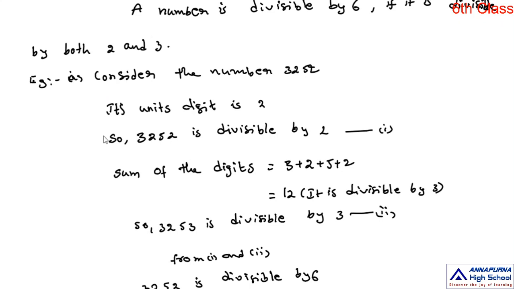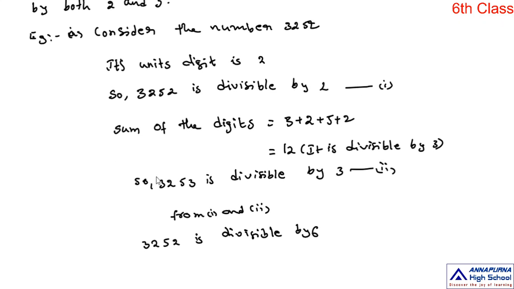Here we check the divisibility test by 2. It is satisfied. Why? Because its units place is 2. The given number is divisible by 2. 3252 is divisible by 2. Next we check divisibility by 3. If the sum of the digits is divisible by 3, the given number is divisible by 3. What is the given number? 3252. We add the digits: 3 plus 2 plus 5 plus 2 is 12. It is divisible by 3. So the number is divisible by 3.